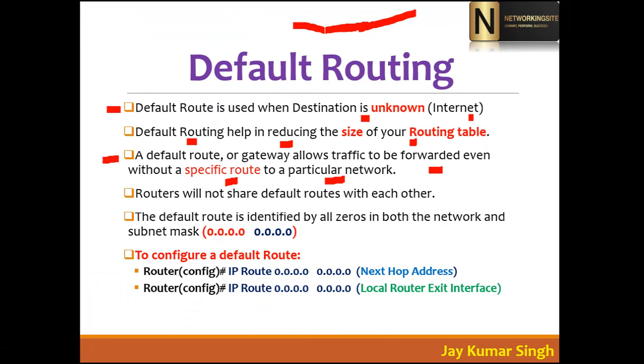Now routers will not share any default route information with each other. If I have multiple neighbors in the network, say I have three routers and each router is using default routing, then whatever information this router has, it will not share with this one, and this router will not share with that one. And for default routes, you have to configure like this. In static routing we configure the specific destination network address, but here we are saying that we don't know the destination address, that's why everything is 0.0.0.0 for us.